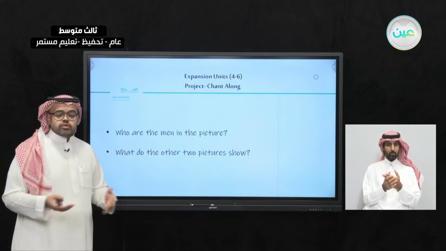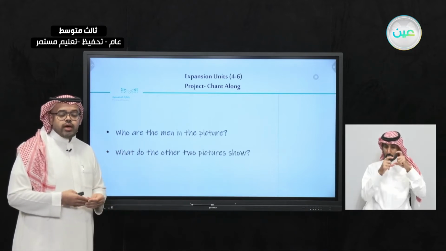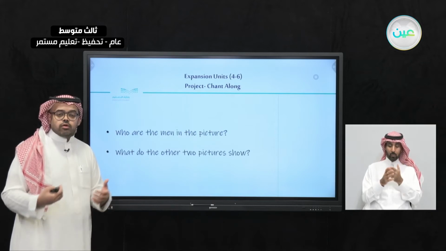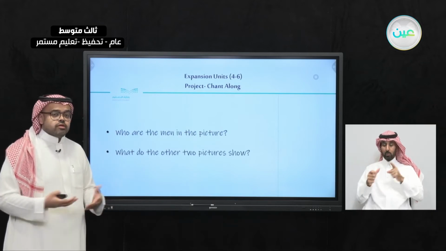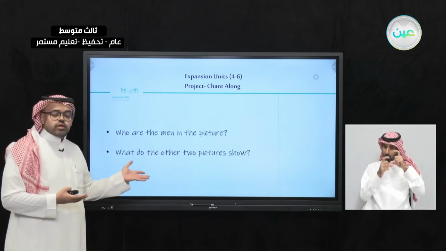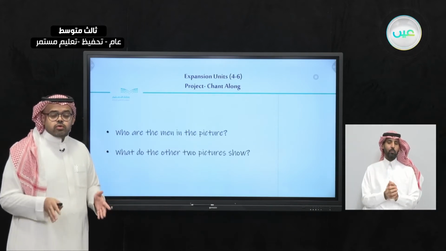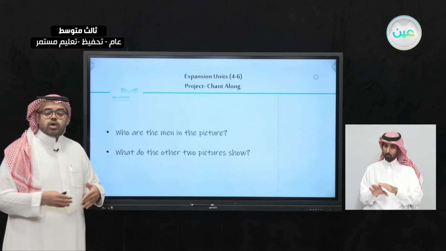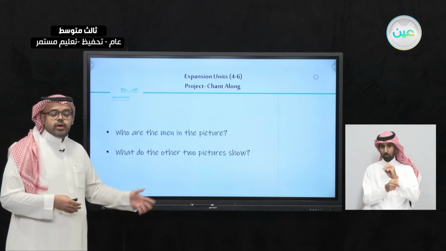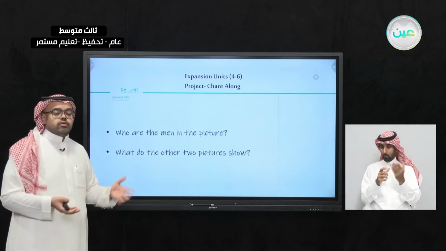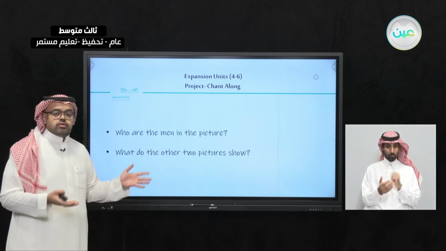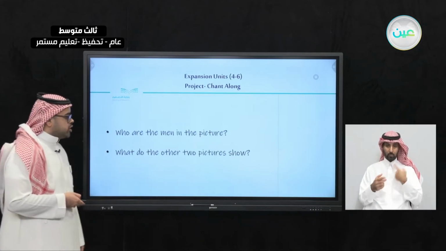So you have almost three pictures. You'll see a man and also a group of men and also a picture of a place. So what do you think these pictures are trying to show? Save your answers for now, as we are about to learn more about these pictures when we read the following chant.